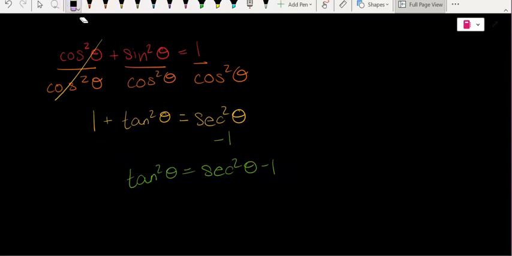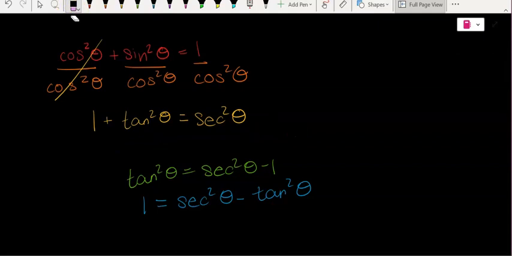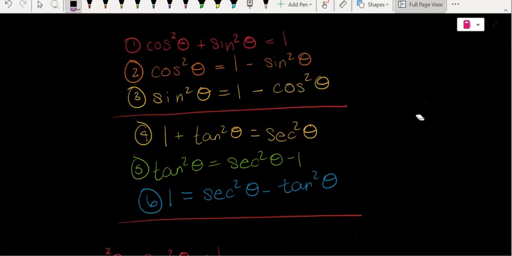And then I can do the exact same process, and instead of solving for tangent squared, I just solve for 1. So that means I'm going to bring that tangent squared over to the other side, and it's going to cancel out over here. And now I'm going to have 1 is equal to secant squared minus tangent squared. Okay. So that's going to get me my 3 new different ways to write the exact same equations. So here's my 6 equations.